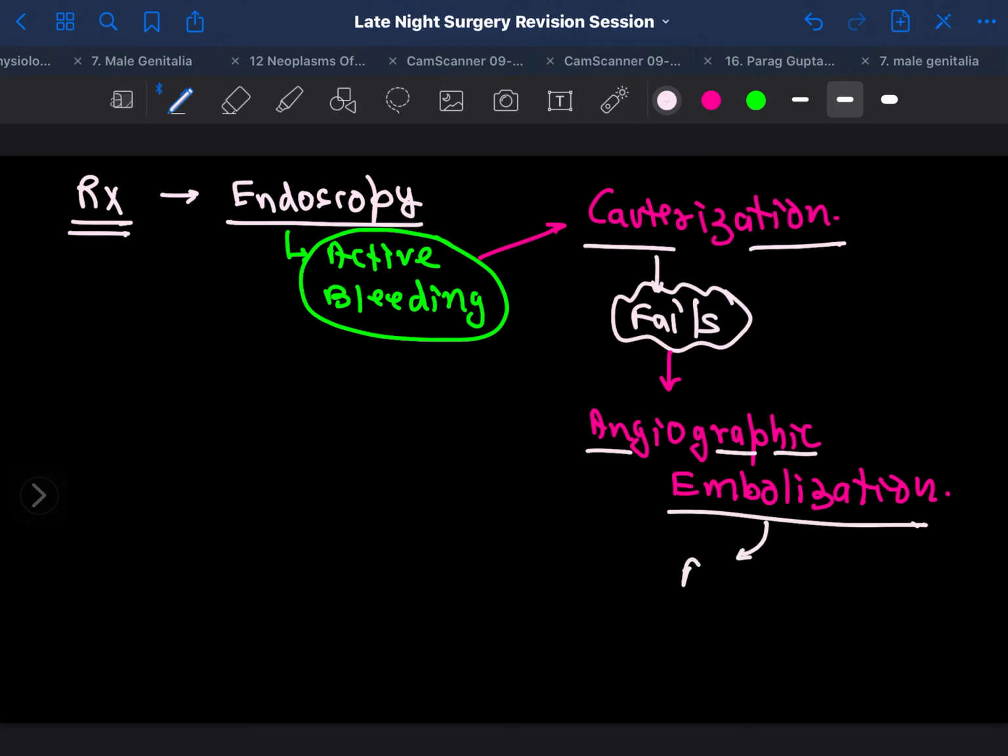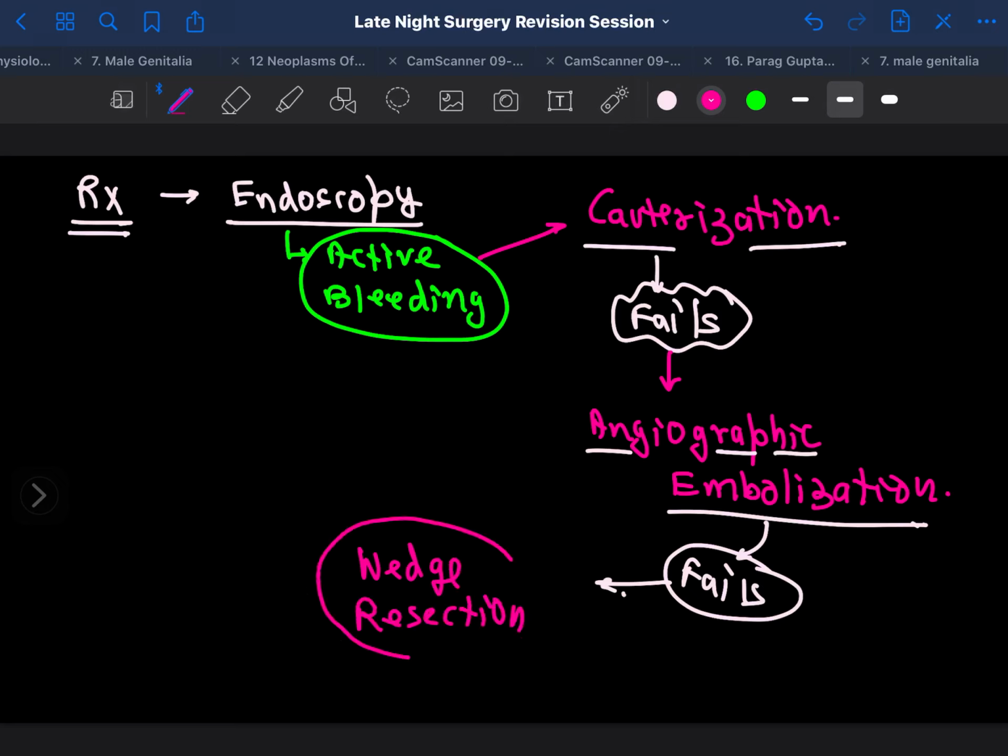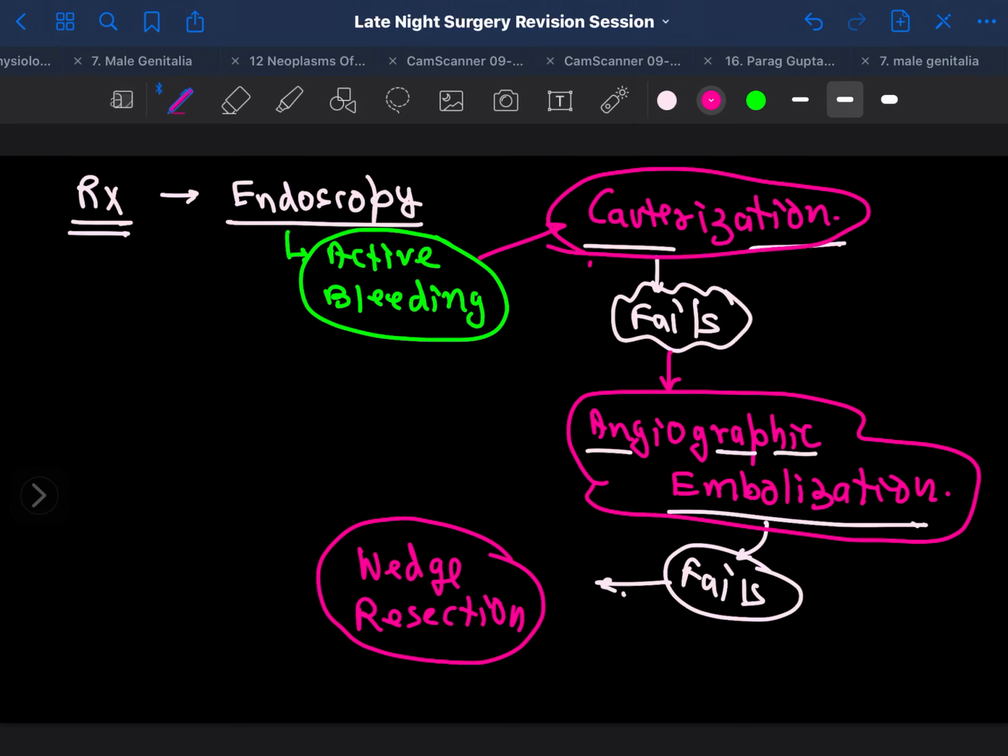And if at all this angiographic embolization also fails, then you have to go in for a wedge resection. Are you understanding my point? So these are the ways in which you have to manage this particular patient.